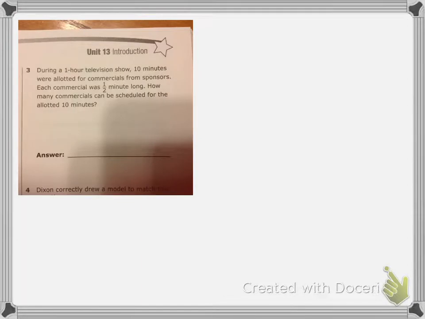Let's look at it. During a 1-hour television show, 10 minutes were allotted for commercials from sponsors. Each commercial was half a minute long. How many commercials can be scheduled for the allotted 10 minutes? Okay, now we know it's going to be division because I've already told you it's division. Now, one of the things that's going to help you is if you write the numbers in order. We're taking that 10 minutes and we're dividing it by 1/2. All right, because I want to know how many halves go into the 10, not how many 10 minutes go into a half. Okay, so I'm going to turn this into a fraction.